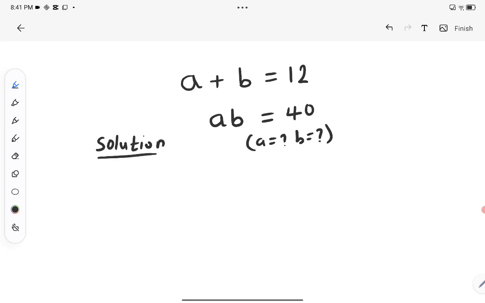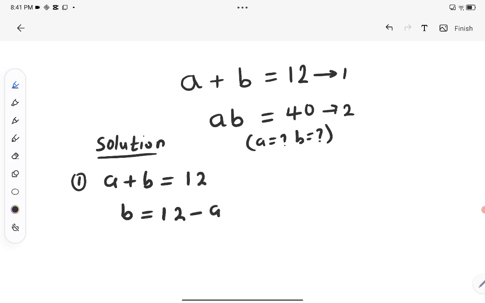We have A plus B is equal to 12. Let us call this equation 1. Then AB is equal to 40. Let us call this equation 2. Now from equation 1, A plus B is equal to 12, so B is equal to 12 minus A. Let us call this equation 3.